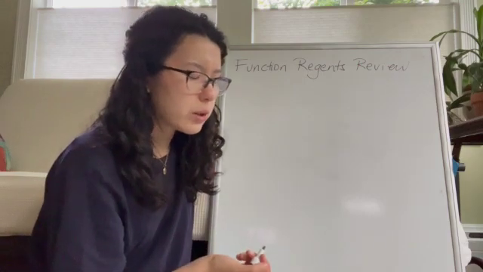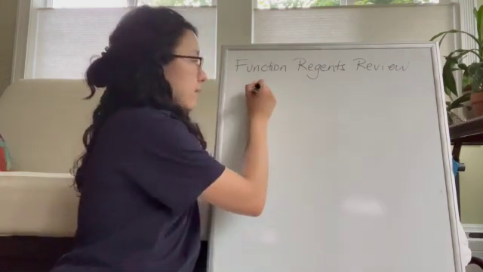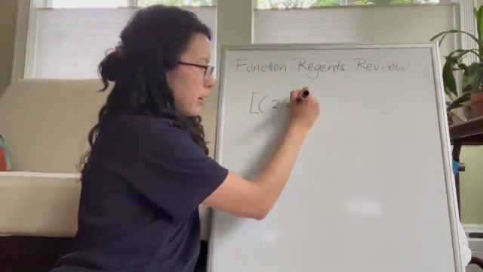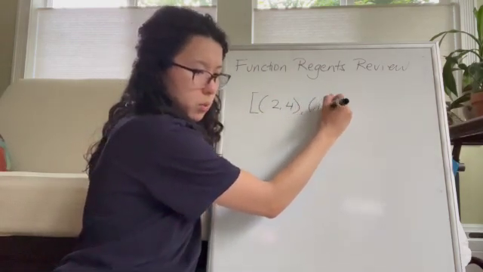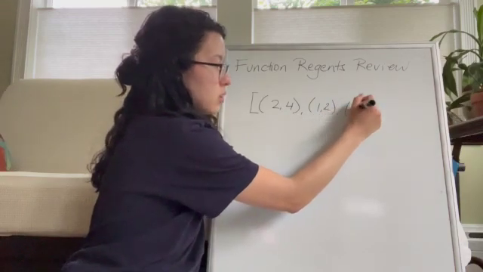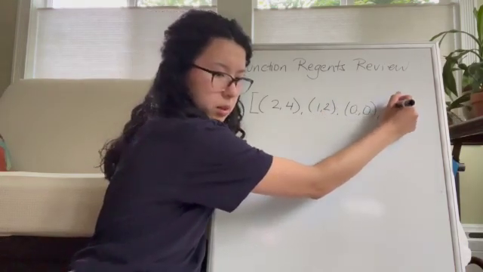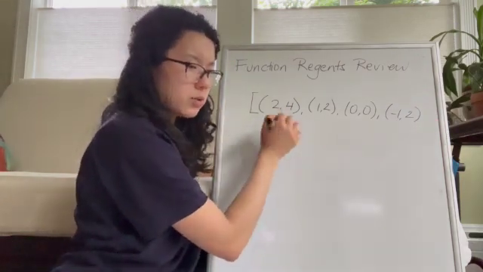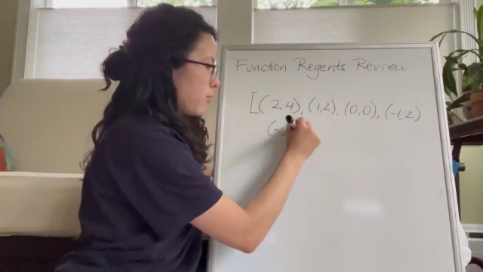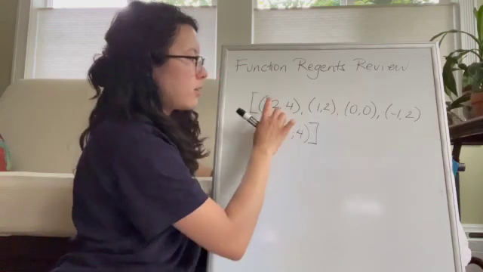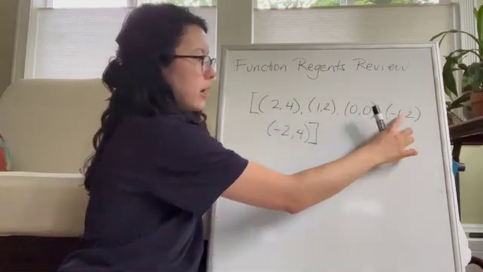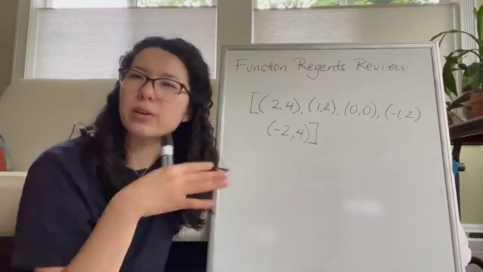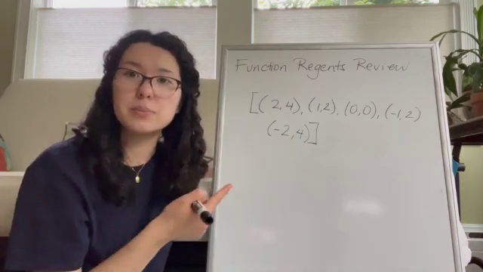So for instance, if we look at number 3, answer choice A is a function. So we have this list of ordered pairs (2, 4), (1, 2), (0, 0), (-1, 2). I ran out of space, but I'm going to continue over here, and (-2, 4). And what we see is that every single input has a unique output, right? There's no repeating inputs. There's no input that happens twice with different outputs each time. So this is a function.